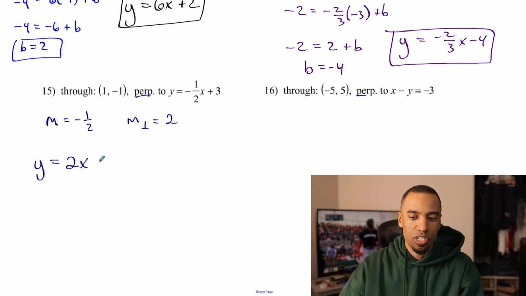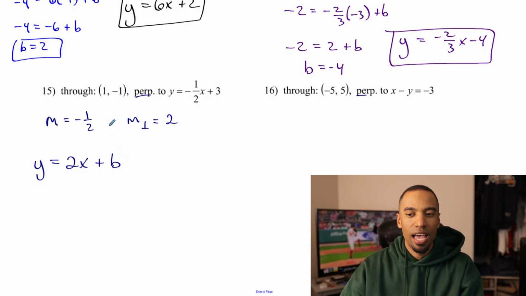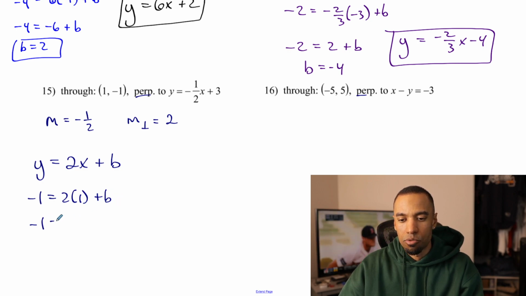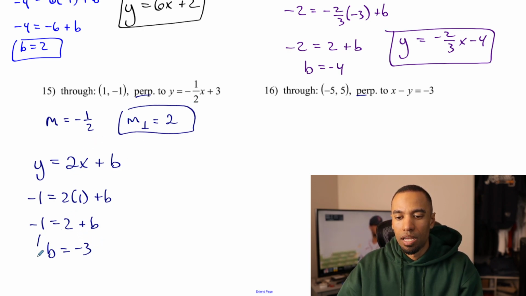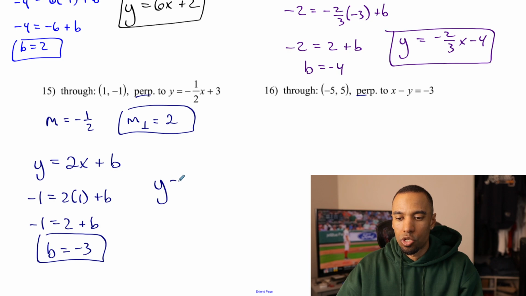This is the slope I'm going to use. I have an equation that's going to say y equals 2x plus some b. I got to find that b, plug in this for x, this for y. Negative 1 equals 2 times 1 plus b. 2 times 1 is 2. Subtract 2 over, and I get b as negative 3. So I'm going to use that slope, that y-intercept, and write the equation y equals 2x minus 3.